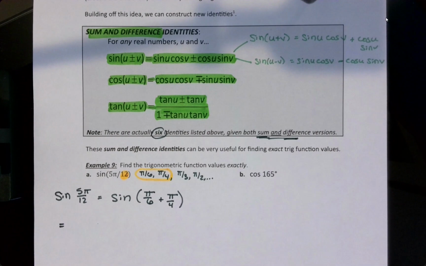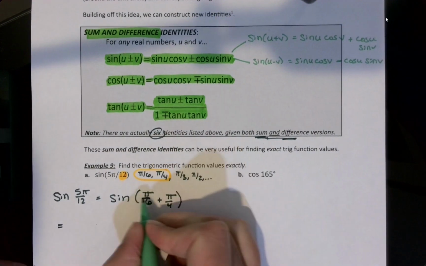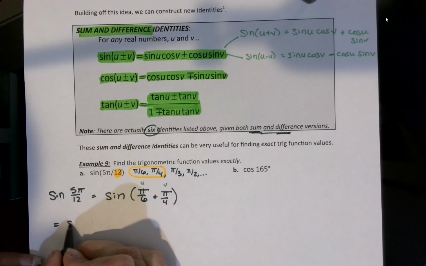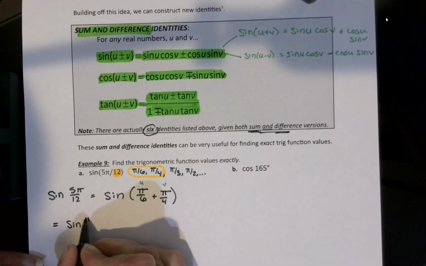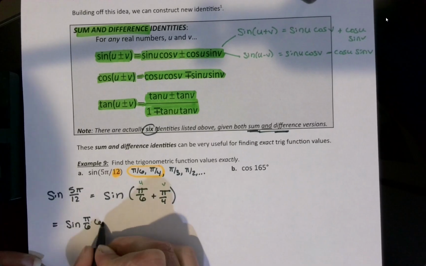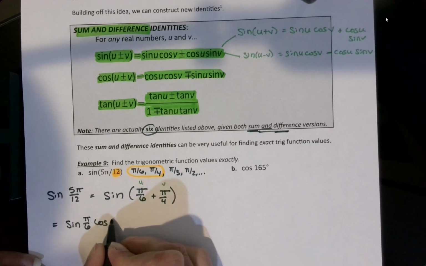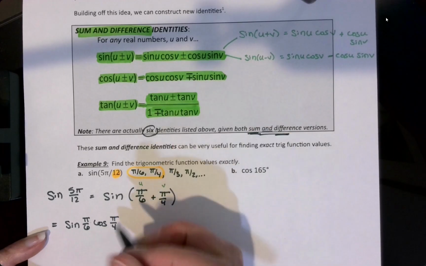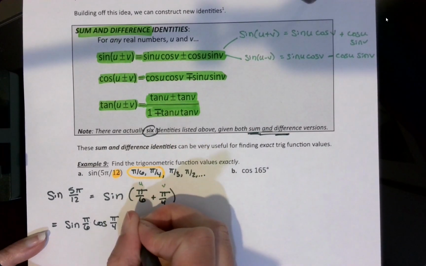For the sum identity, it's going to continue to have a plus, and then cosine of u, so that's cosine of pi over 6, times sine of v, sine of pi over 4. Okay. Now, these are special angles, so I know from the unit circle the sine and cosine values. The sine of pi over 6, I remember that pi over 6 is the shorter angle, so the sine is going to be the smaller one, it's 1/2.